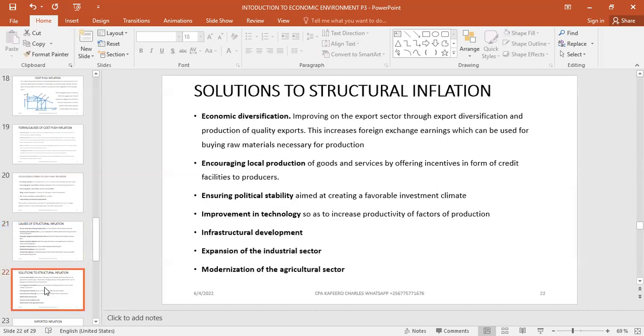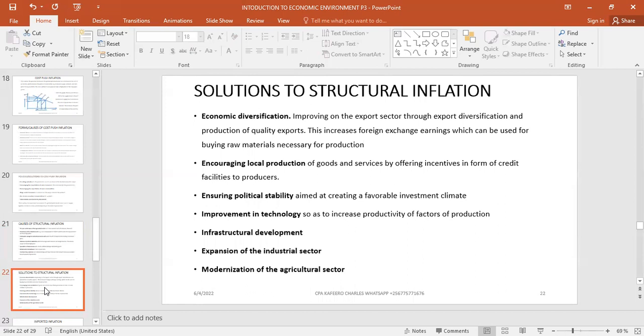Then let's look at some of the solutions we can put up to reduce structural inflation. One of them is economic diversification. Economic diversification is when we improve our export sector. Export sector means you set up more and more industries which are going to produce good quality raw materials or good quality finished goods for export, or for selling outside the country.